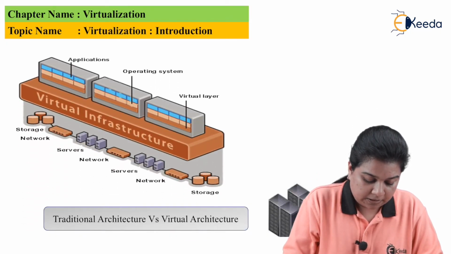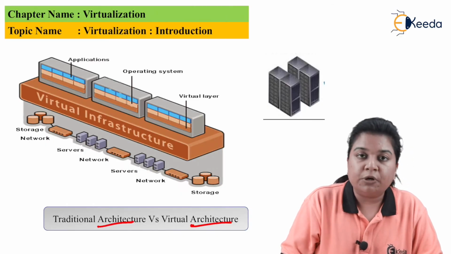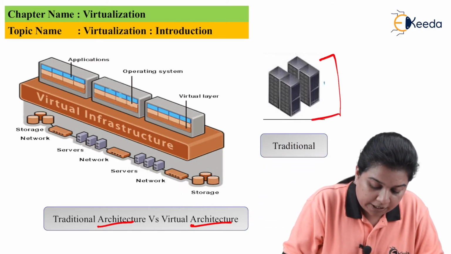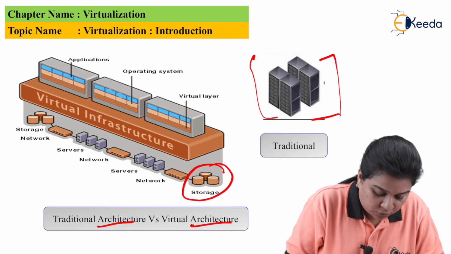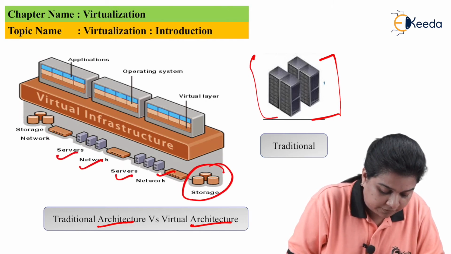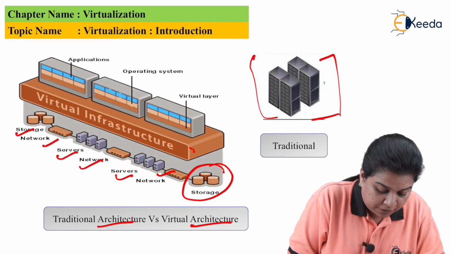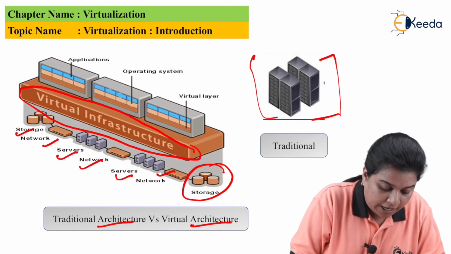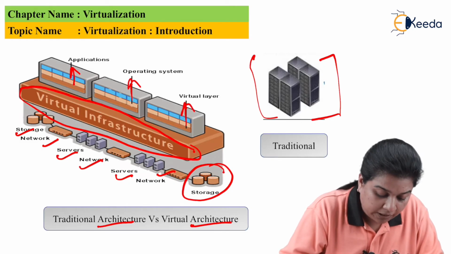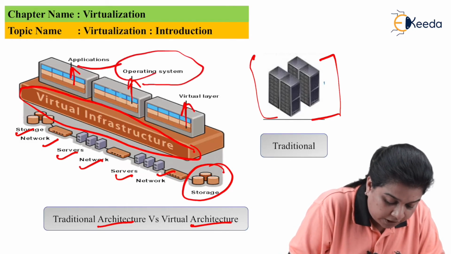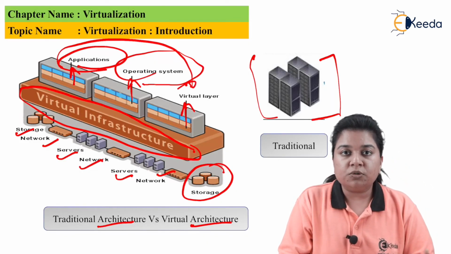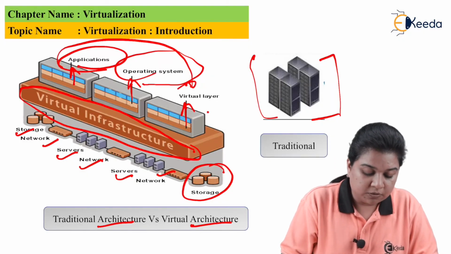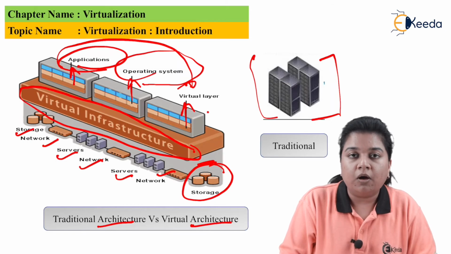Now, there is traditional architecture versus the virtual architecture. This is the traditional architecture for a data center and this is the virtual architecture. Here we have storage, network, and server. With virtual infrastructure, you can have applications, operating systems, and this is the virtual layer. So you can have various operating systems and various applications running over the same virtual layer, and each user accessing it will have the experience of accessing a single physical unit or instance.